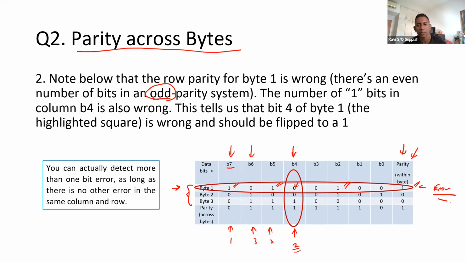So if I look at bit 7, the parity bit is a 0. Why? Because I have 1, 1, so it's odd number. For bit 6 is 1, 2, so I added a 1 as a parity, so it becomes 3. And so on. So for each bit, across the bytes, I generate a parity. So that is the parity across the bytes. What we will observe is in bit 4 column, the number of ones is actually 2, which is an even number, which tells us that there is an error here.